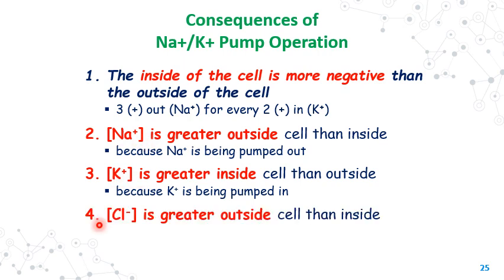And the fourth consequence of the channel is that you're going to have more chloride ions that are going to accumulate outside of the cell. Okay? Because outside of the cell, you're going to have more positive charges. And then your positive charge is going to have that electrochemical gradient to pull your chloride ions to be outside of the cell.